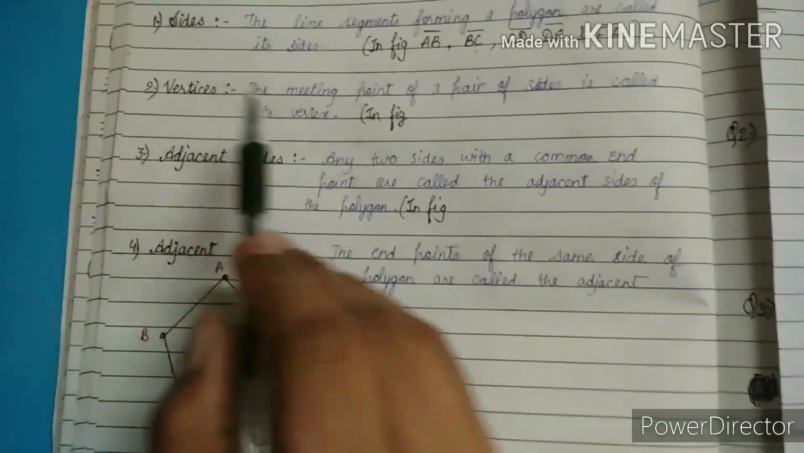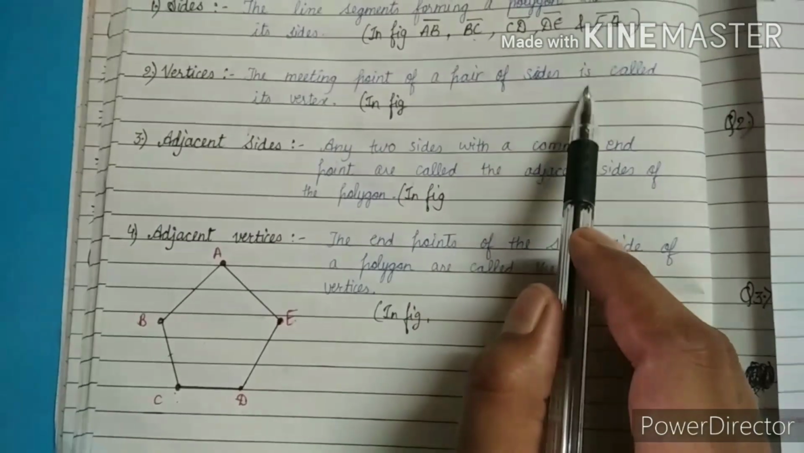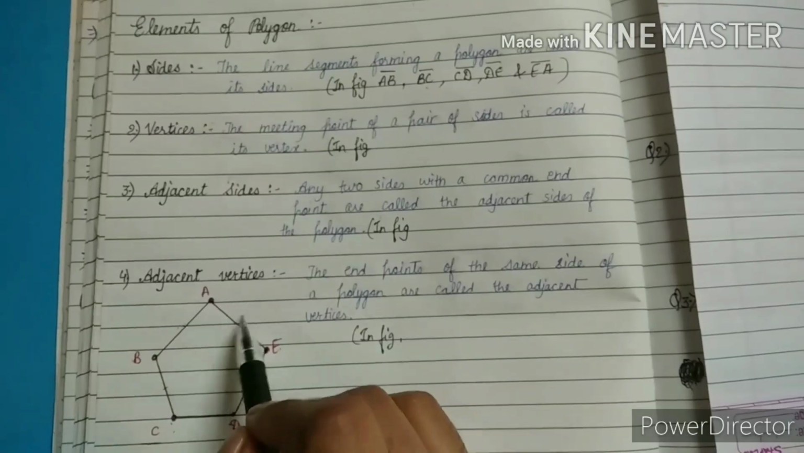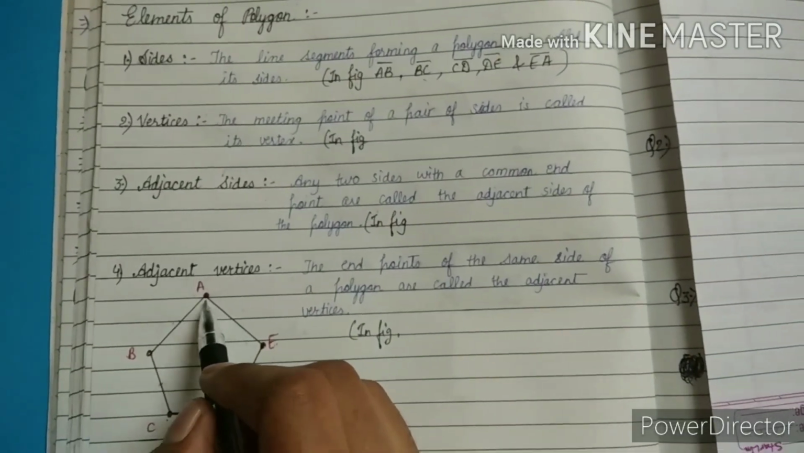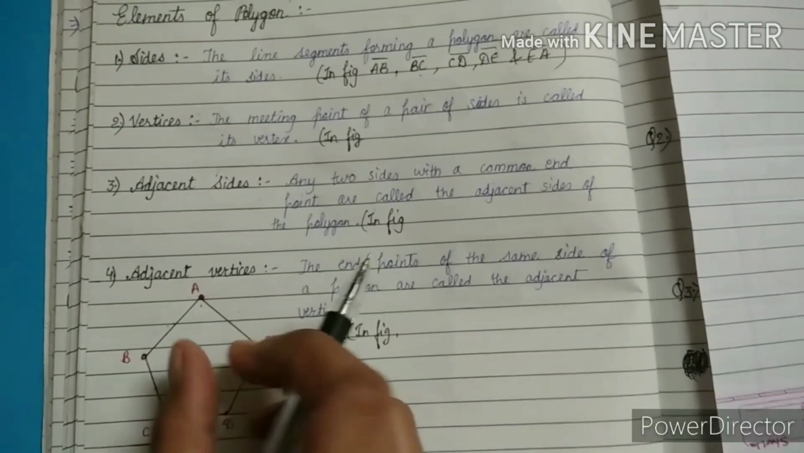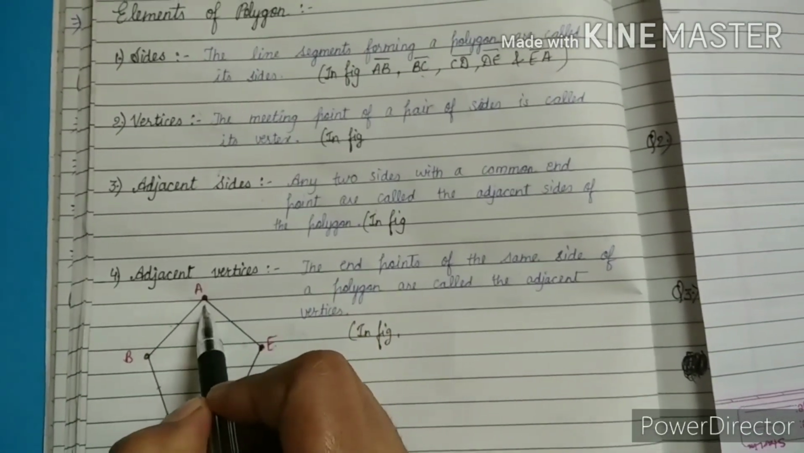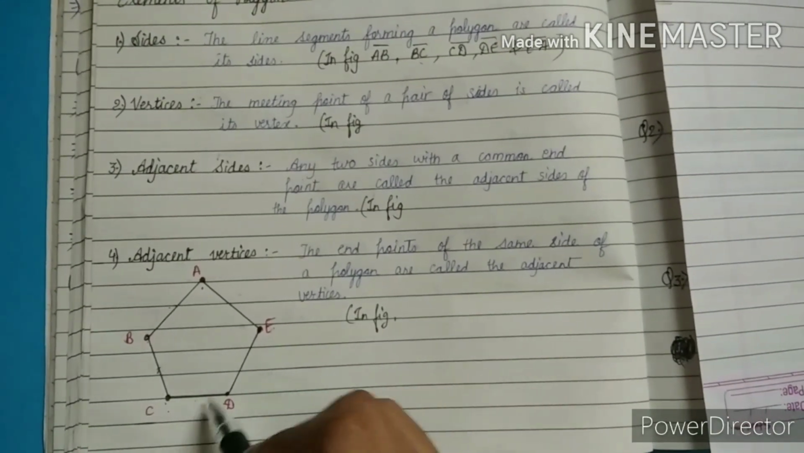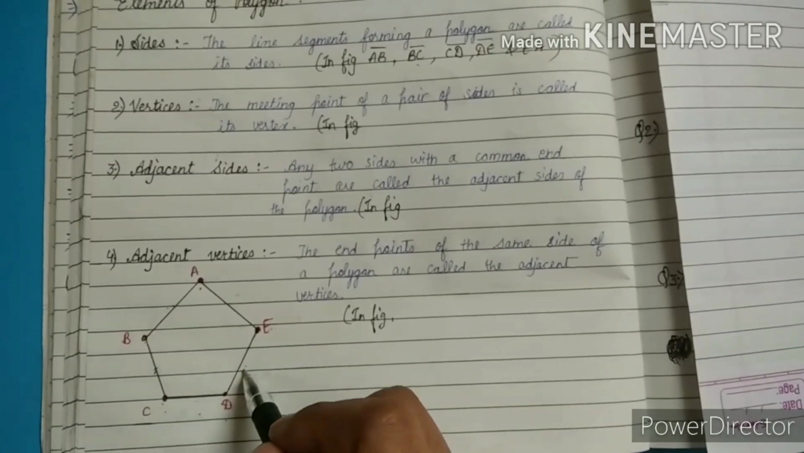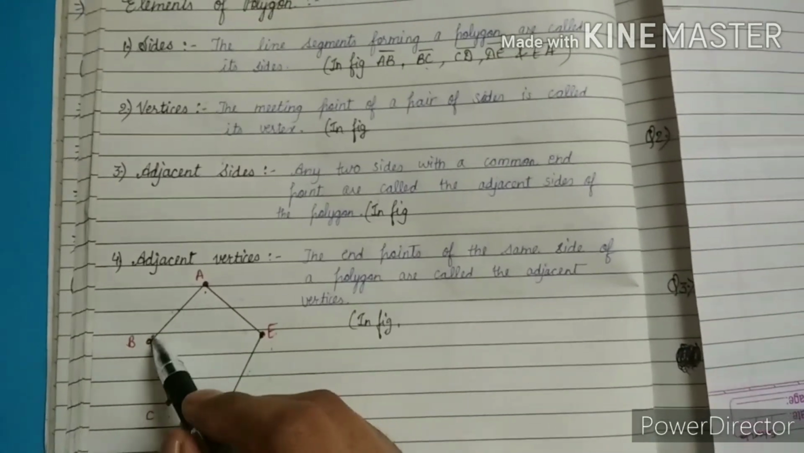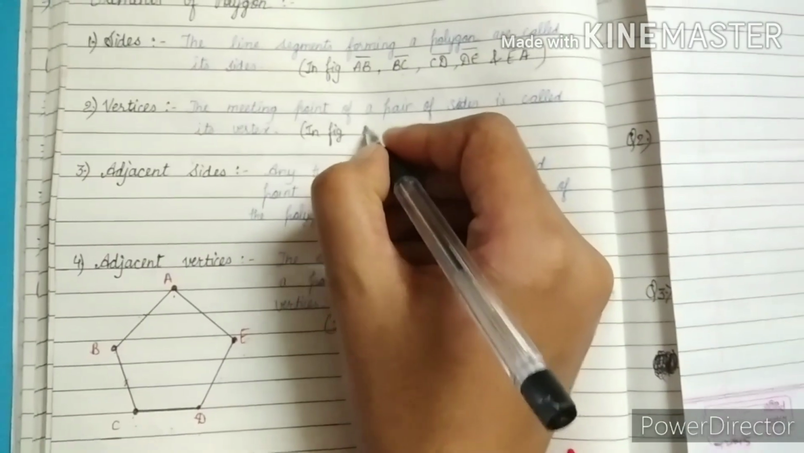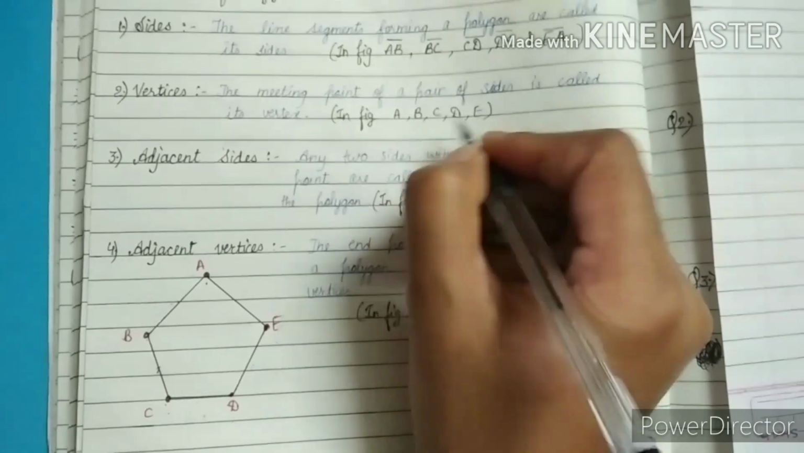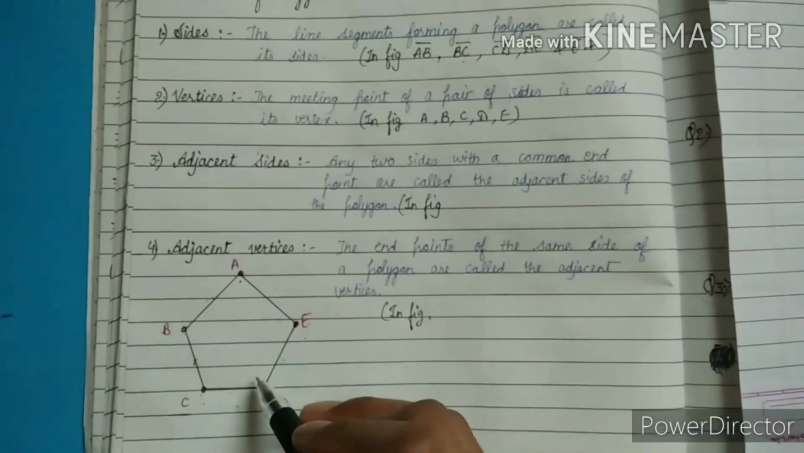Next is vertex. The meeting point of a pair of sides is called its vertex. So where two sides are joining each other, that point is called a vertex. Here, as you can see, these two lines are joining at A, these two at B, these two at C, these two sides at D and these two sides at E. So A, B, C, D, E, all 5 are the vertices of the figure.